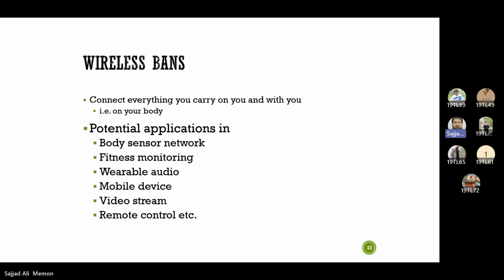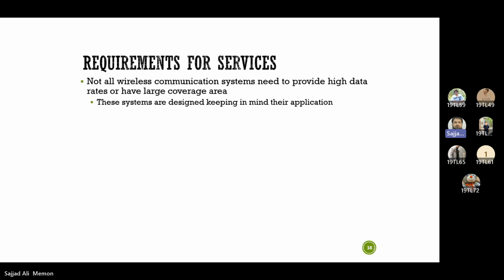The body area networks connect everything you carry on you and with you, that is your body. Potential applications: body sensor, fitness monitoring, wearable, audio wearable, mobile devices, video stream, and remote control, etc. So the fitness freak people can use these wireless body area networks.